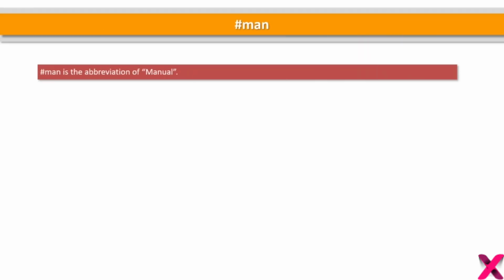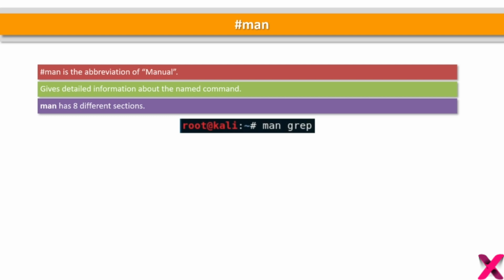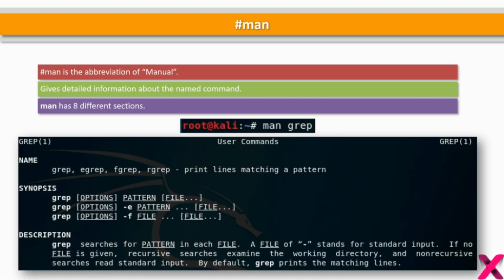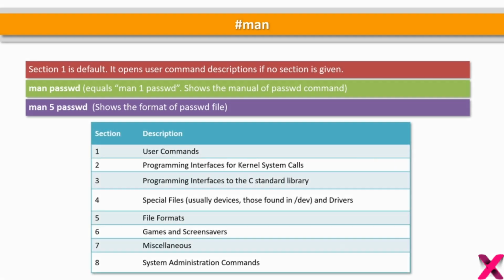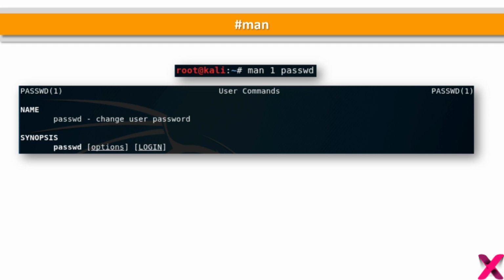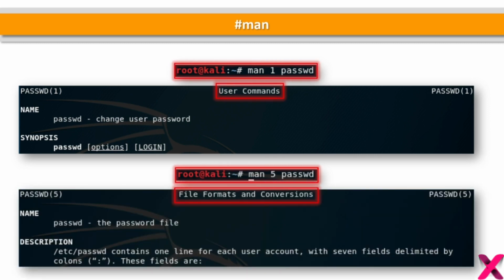The man command. Man is the abbreviation of manual, so it gives detailed information about the named command, including name, synopsis, configuration, description, options, exit status, return value, as well as errors. Now, the manual is divided into multiple sections, so we can pass a section number as an argument to get a specific section of the manual for a given command. This table shows the available sections. Section 1 is the default. It opens the user command descriptions if no section is given. Now, if you run man passwd, it shows the manual of the passwd command. And if you specify the section number, for example 5, it'll show the format of the file.